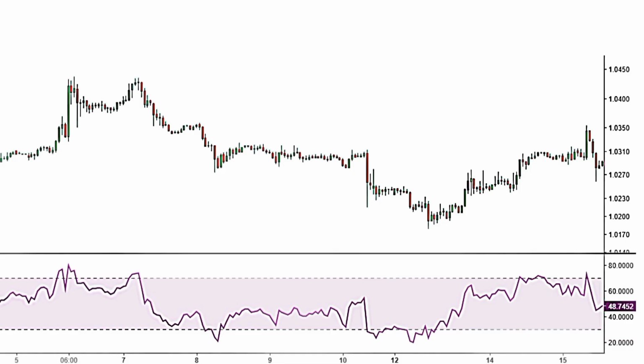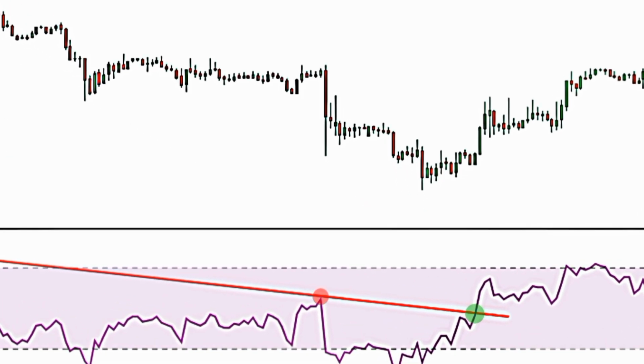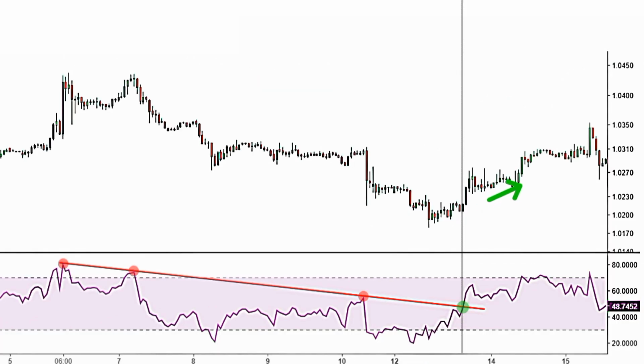In the next real market example, a downtrend in the RSI becomes evident by connecting the peaks. As momentum picks up, the RSI breaks out of its downtrend, signaling a potential shift in market dynamics. This is accompanied by a simultaneous rise in price, confirming the change in momentum.